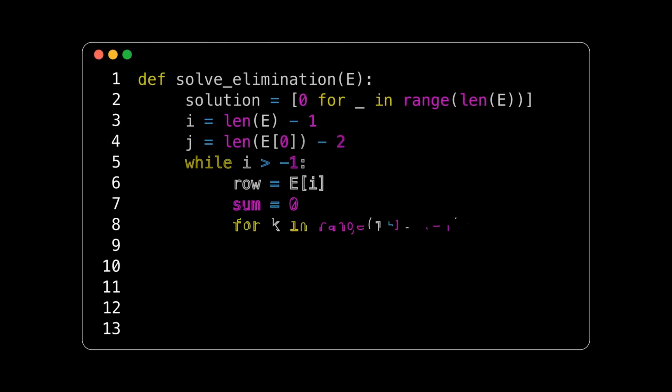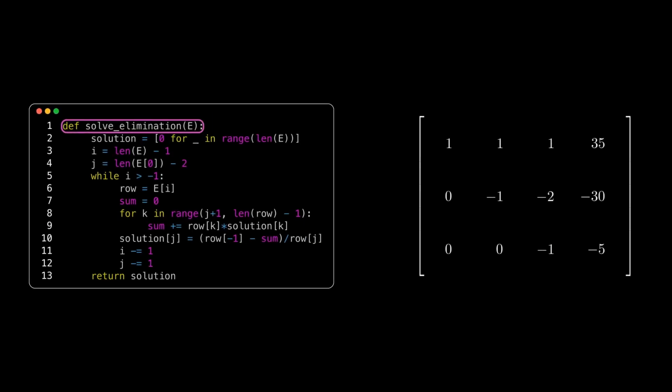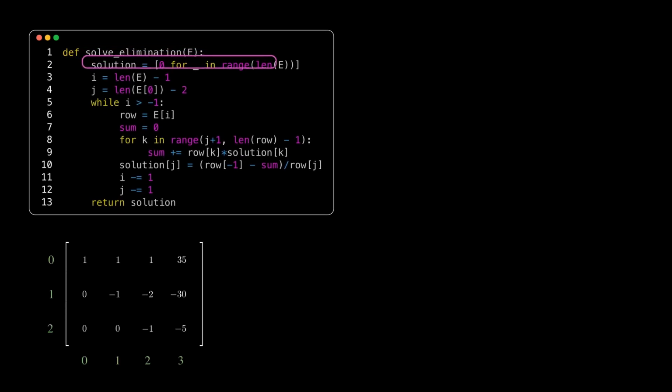This is the complete code for the solve-elimination function. Let's understand how it works. Here we will input the E matrix, which was returned by the eliminate function in previous code. First, we create a zero array to store the value of the variables x, y, and z. Its length will be equal to the number of variables, which is 3. But why 0? You will get the answer later in the video.